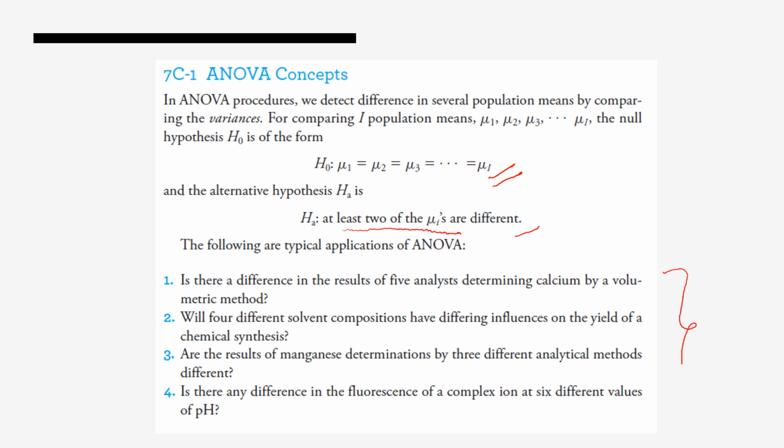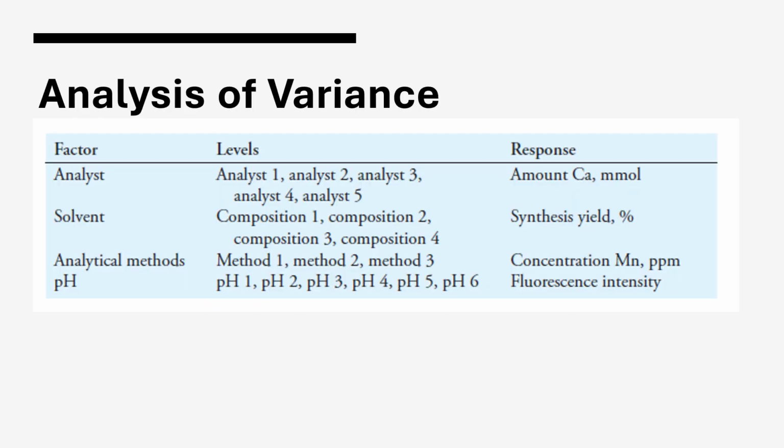So these are typical applications of your ANOVA. If you can read from your handout, they actually test multiple times. So in those kinds of testing, you use your ANOVA for your statistical data treatment to know whether your data are the same or they are statistically different. So this one is an example of analysis of variance.